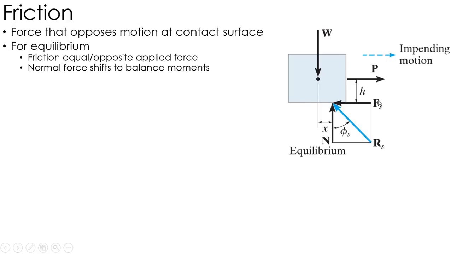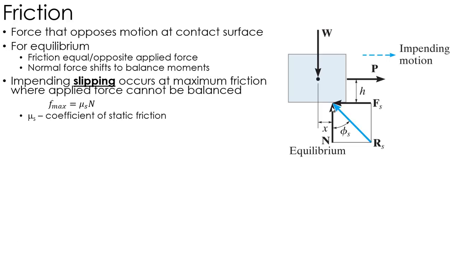But now what happens here is I create a couple moment, because these two forces are equal, opposite, and separated by a distance h. So in order to keep it in equilibrium with regards to moments, my normal force has to shift over some amount x to create a balancing couple moment with the weight here, to keep that in equilibrium. So when I apply this force P, I create a friction force in the opposite direction, and I shift my normal force over in order to balance out the moments.